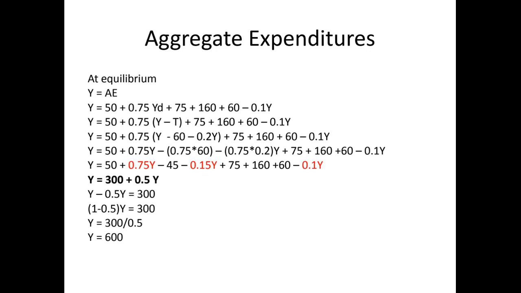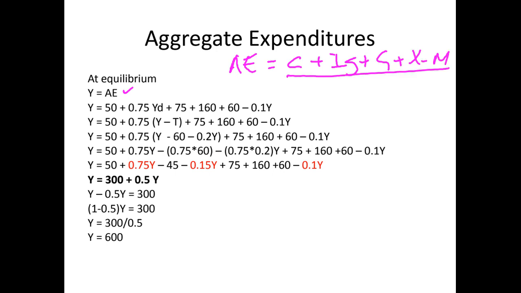But first, let me show how to calculate equilibrium real GDP. So we equate Y equal to AE. The only problem is I have to calculate what AE is. And you all know that AE is actually C plus IG plus G plus X minus M. Just plug in all these values. For C, just write the consumption function. For IG, just write 75. For G, just write 160. Export, I don't remember. And imports, the whole function. So this is what I've done here.